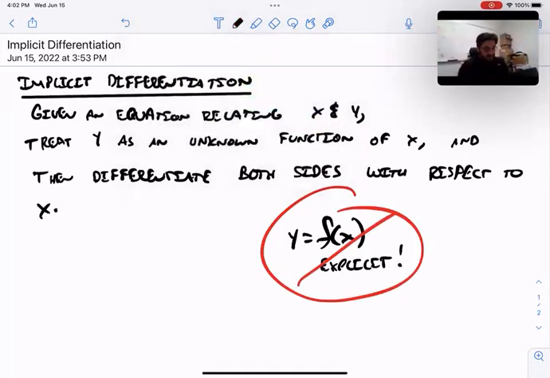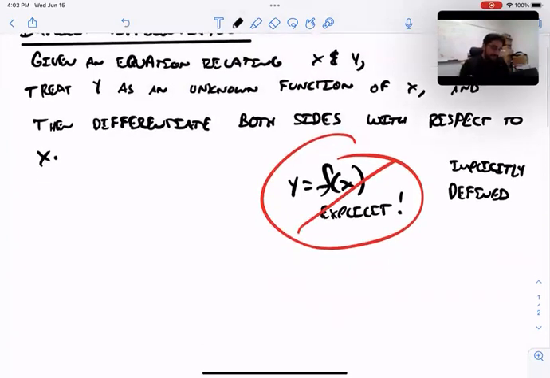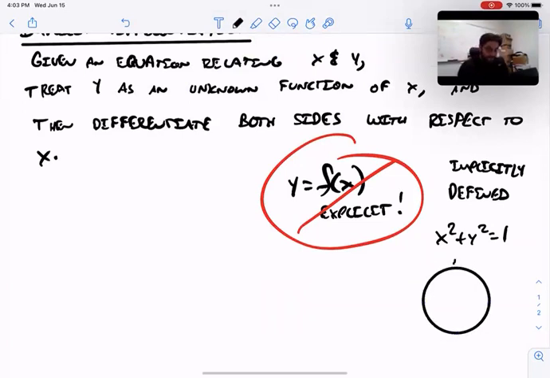Instead, what we have is that y is implicitly a function of x, right? It's defined implicitly. For example, say x squared plus y squared equals 1. This is the unit circle, right? This does not represent a function. It fails the vertical line test.